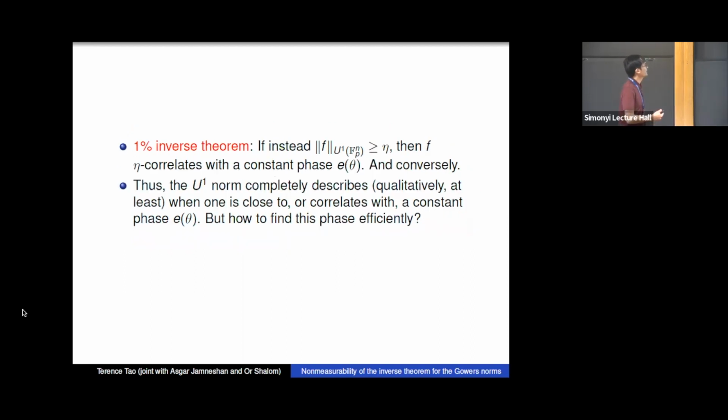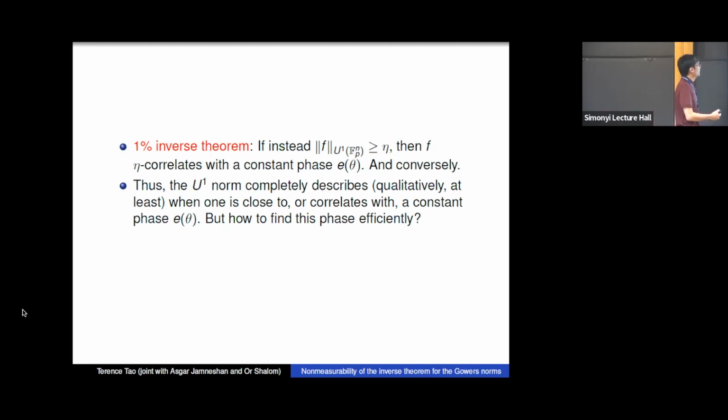Also easy is a 1% inverse theorem. If this Gowers semi-norm is bigger than 0.01, then you correlate with inner product 0.01 with a constant phase, and that's actually just a tautology. This is a good definition of the U1 norm. So that completely answers these inverse theorem questions.